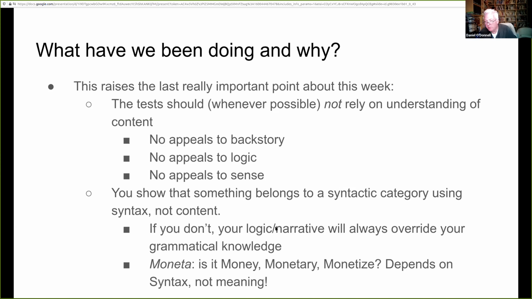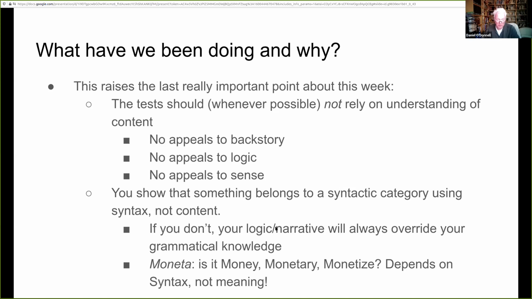And please try not to appeal to sense. So yeah, it's probably Beowulf's the adjective because he's pretty fierce, and it's a sword. That's not a very good grammatical test. So we want you to stay away from appeals to backstories, logic, and sense. And instead, we want you to use syntactic tests.